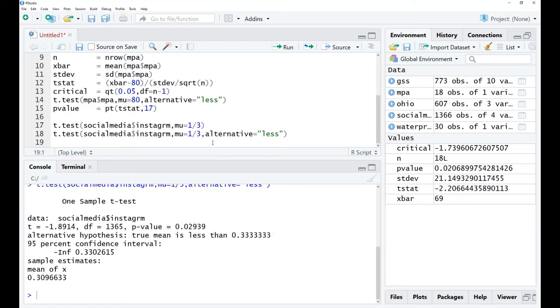So now, when you execute the results, note that the t-statistic hasn't changed, but that now the p-value is below 5%. What this means is that we reject the null hypothesis that more than 1/3 of Americans are using Instagram. Again, if you have set up the hypothesis test in R correctly or in any other software, you only have to look at the p-value and compare that p-value to your significance level. If the p-value is smaller than your significance level, in this case 2.9% is smaller than 5%, you're rejecting the null hypothesis.